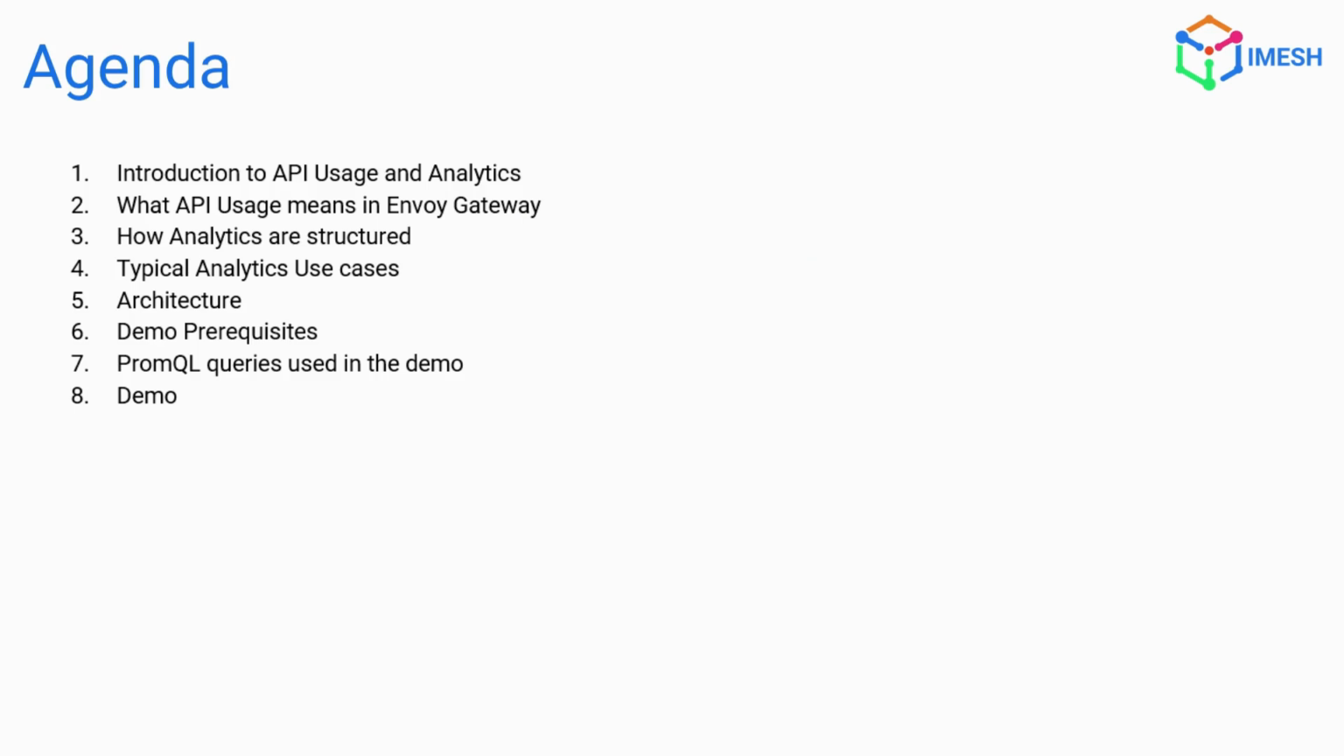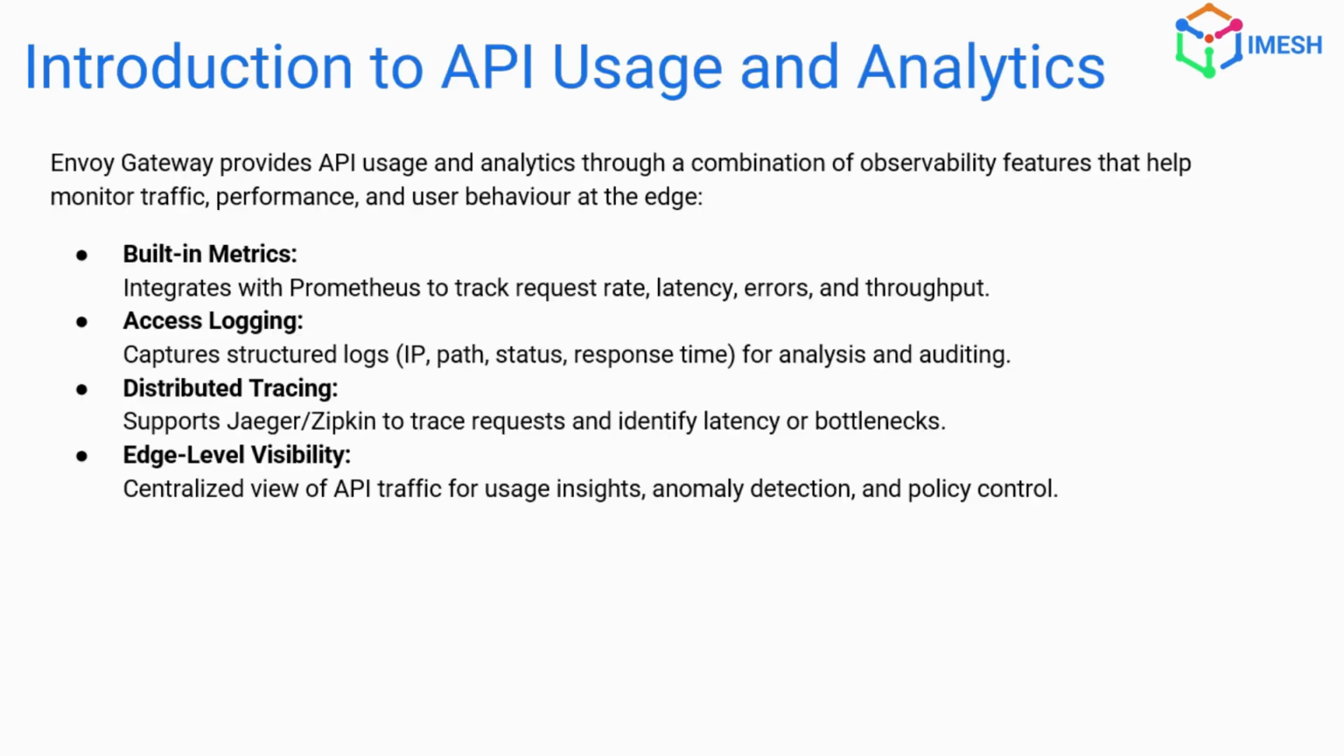Let's go through the agenda. First, we will discuss the introduction to API usage and analytics. Then we will understand what API usage means in Envoy Gateway. Later, we will learn how the analytics are structured and move to the typical analytics use cases. After that, we will dive deep into the architecture. Then we can understand the prerequisites for the demo, followed by the PromQL queries used in the demo, and finally move to the demo.